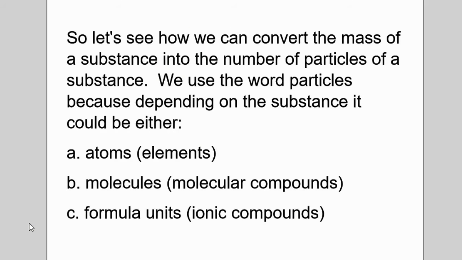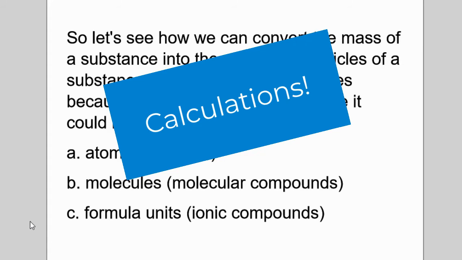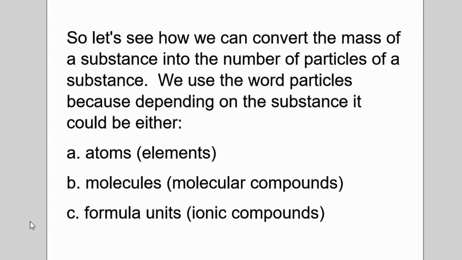So let's see how we can convert the mass of a substance into the number of particles of a substance. In other words, let's start doing some calculations. We use the word particles because depending on what substance we have, we're going to call them different things. If we're working with elements, we call the particles atoms. If we're working with molecular compounds, we're going to use the word molecules. And if we have ionic compounds, we use the word formula units.